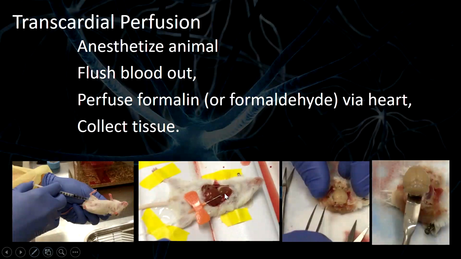And then when the formalin gets into the tissue, the mouse will become rigid. Its tail is going to be a stick. And then you cut open the skull and pop out the brain. And this is the brain that you collected from the transcardial perfusion of the mouse.